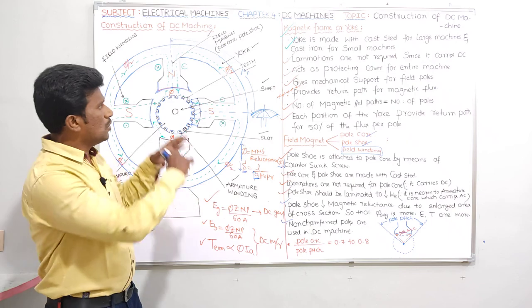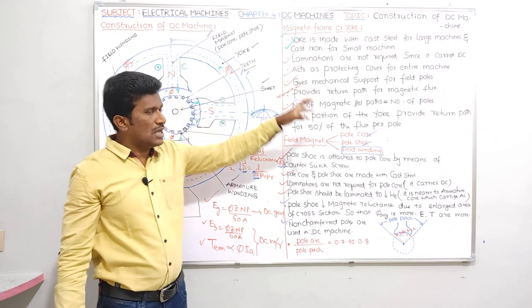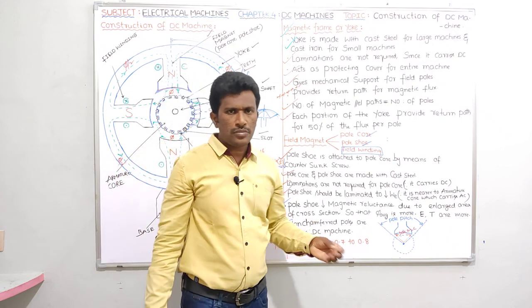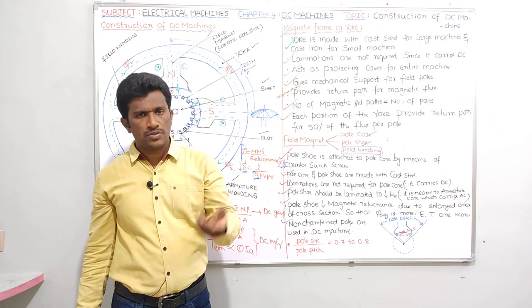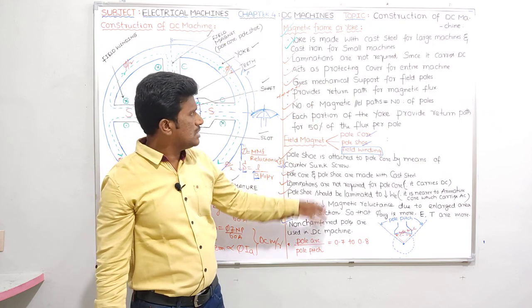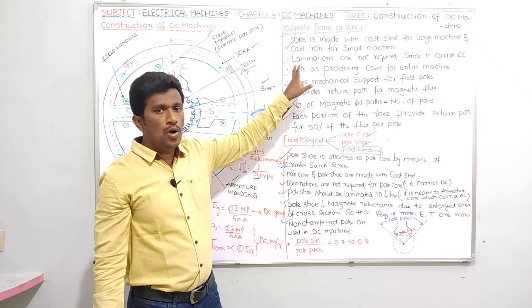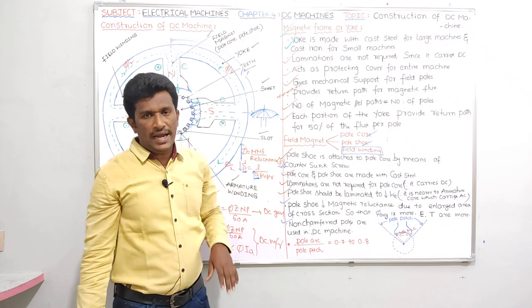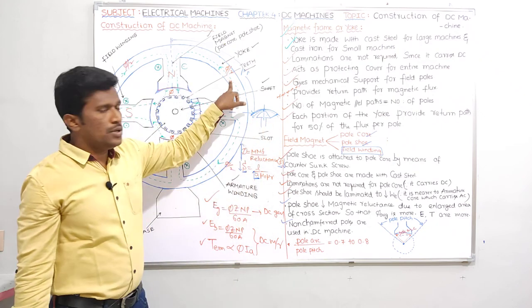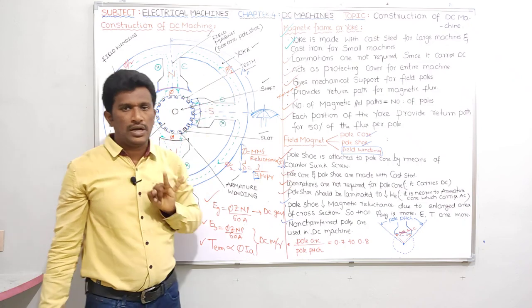So what is the conclusion in this video? This is not that important for GATE and ESE. Maybe for GATE and ESE they may ask some theoretical questions, so please try to remember some points which are important for examination. The yoke provides the return path for the magnetic flux. That is the first point. And each portion of the yoke carries 50% of the flux per pole. That is the second point.